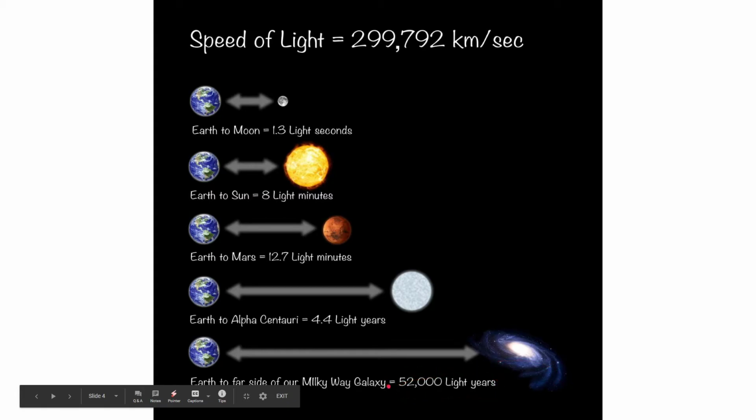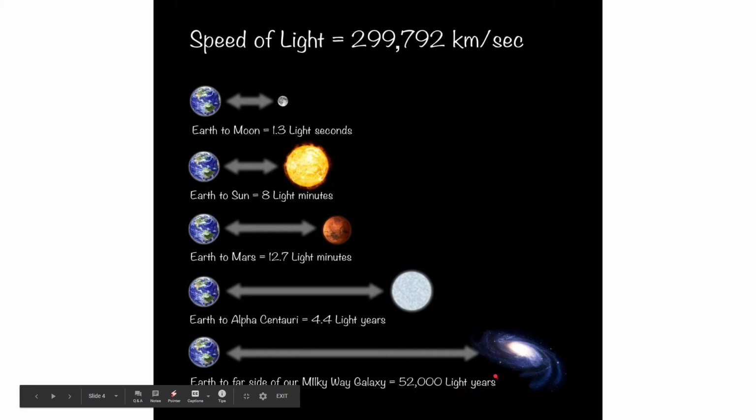50,000 light years. So when you look up at space at night at the stars, the light you're seeing from the stars could be 50,000 years old, or even older for some of them. It's a crazy thing to think about how old this light is.